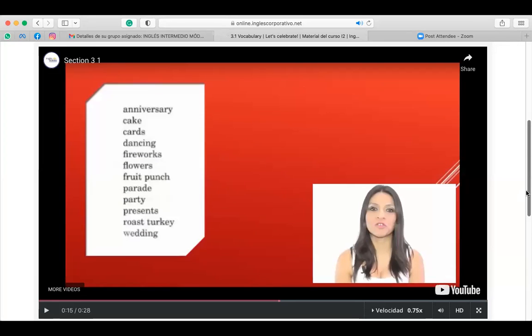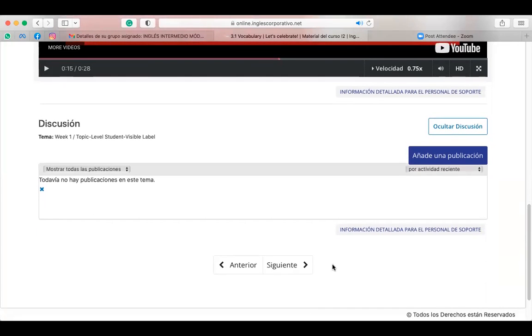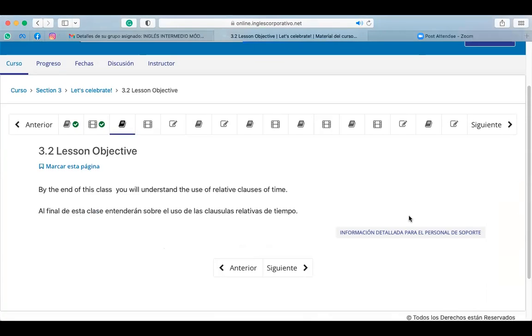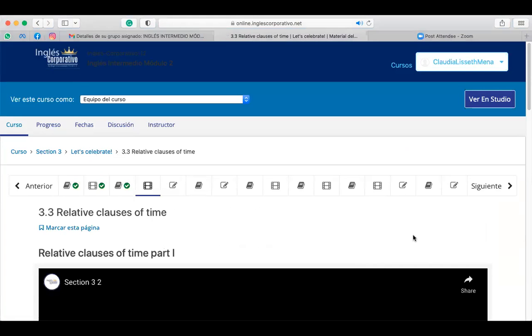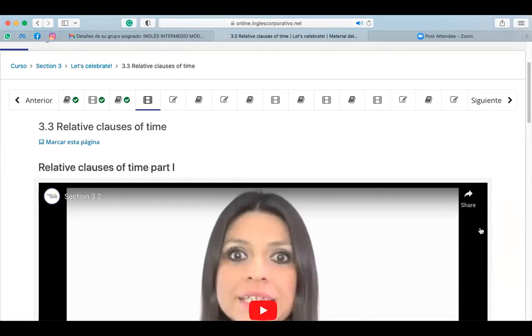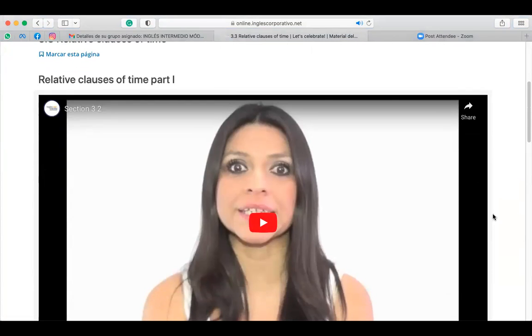So let's see if they are having activity here. By the end of this class, you will understand the use of relative clauses of time. Al final de esta clase entenderán sobre el uso de las cláusulas relativas de tiempo. Okay, relative clauses of time, part one.